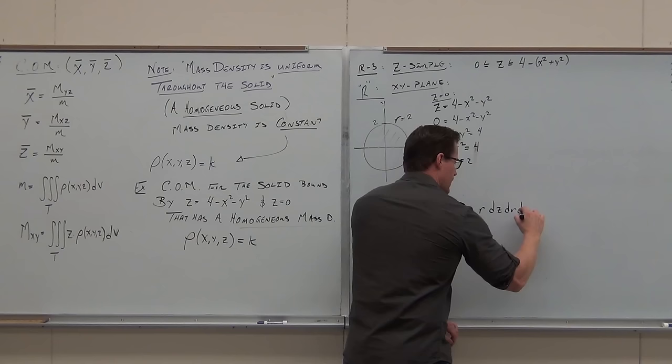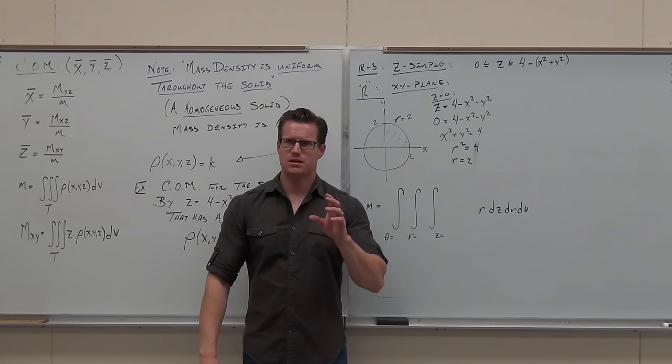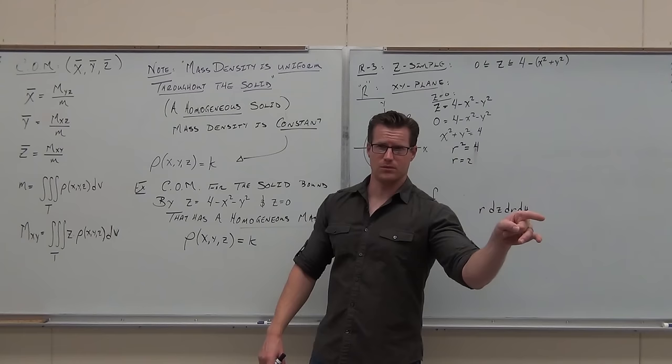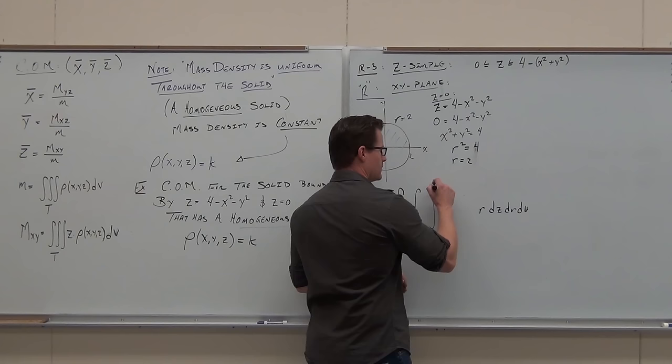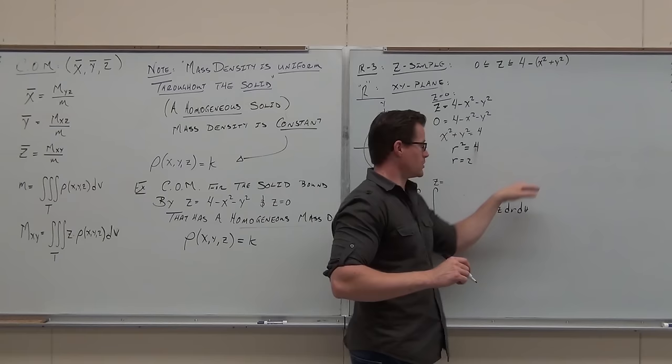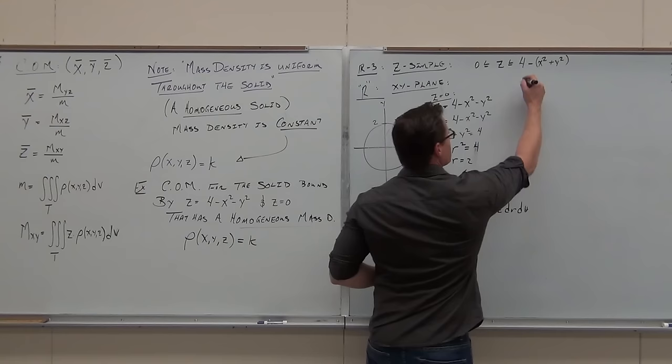What two functions is Z going between? Zero. I'll take the zero. Right there. What's the other one? 4 minus R squared. I love it. You have to change it. So we need this to be not this, because these variables don't appear over here. You have to change these into polar equations.